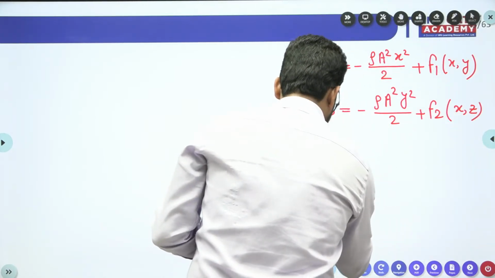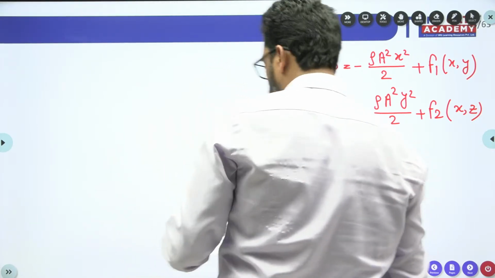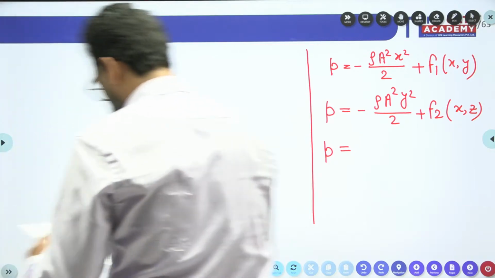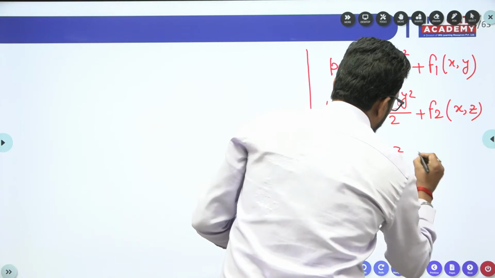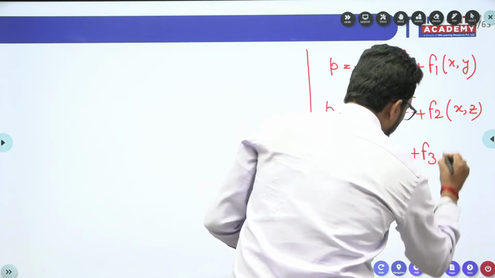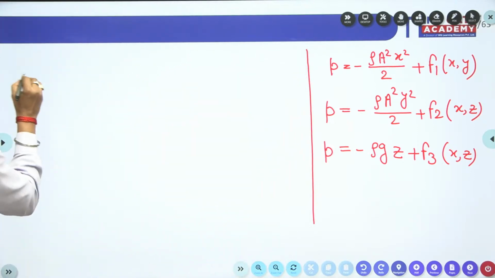What is Z direction? P is equal to minus rho GZ plus F3 X into Z. This is equal. Now we find F.